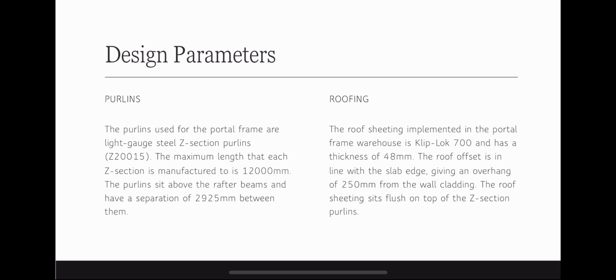And as for the roofing, the roof sheeting implemented in the portal frame warehouse is Cliplock 700 and has a thickness of 48 millimeters. The roof offset is in line with the slab edge, giving an overhang of 250 millimeters from the wall cladding, and the roof sheeting sits flush on top of the Z-section purlins.